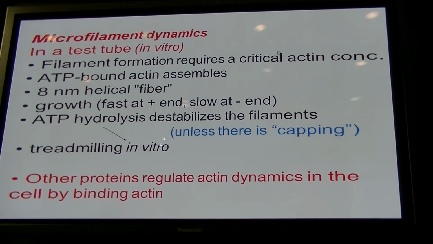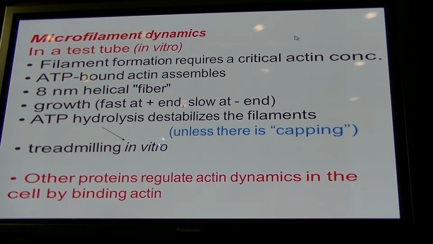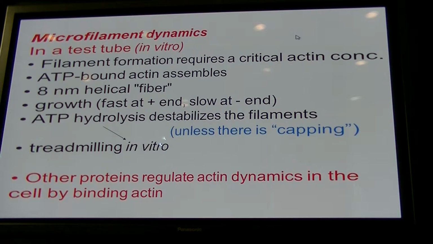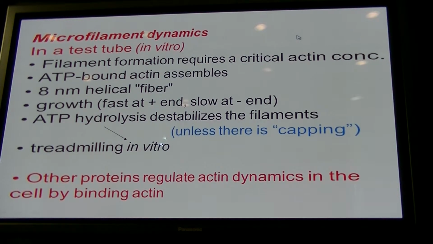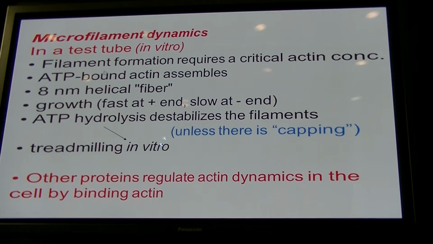Okay. So, how do we know about the growth of these actin filaments? It can be studied in a test tube. I told you, actin is a very abundant molecule in eukaryotic cells. It's not difficult to purify it, and people have done that. And you can put that actin in a test tube, and you can see if you can grow filaments. So what do we see?